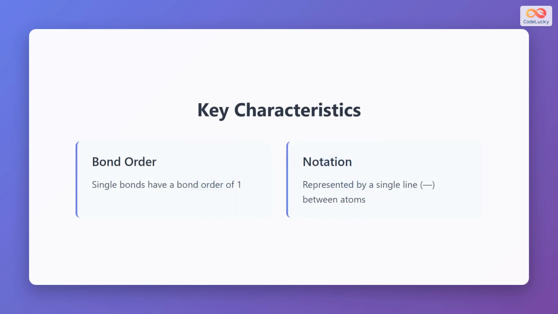Single bonds have two important characteristics. First, they have a bond order of 1, which simply means there is one shared electron pair holding the atoms together. Second, in chemical notation, we represent them by a single dash or line drawn between the atomic symbols. These characteristics help us identify and distinguish single bonds from double bonds, which have a bond order of 2, and triple bonds, which have a bond order of 3.